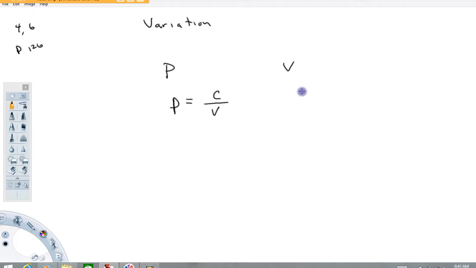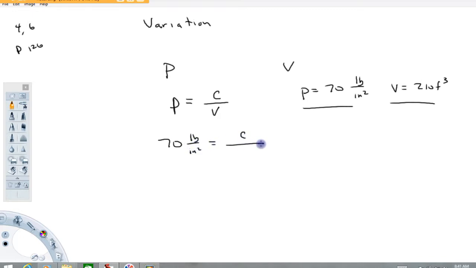Now we're given some data here: the pressure is 70 pounds per square inch when the volume is 210 cubic feet. Find the pressure when the volume is 140 cubic feet. So I'm going to use this data to find the constant. We're going to have 70 pounds per square inch equals a constant over the volume, and the volume is 210 cubic feet. You'll notice this is square inches on the left, cubic feet on the right. I think this will work out just fine.